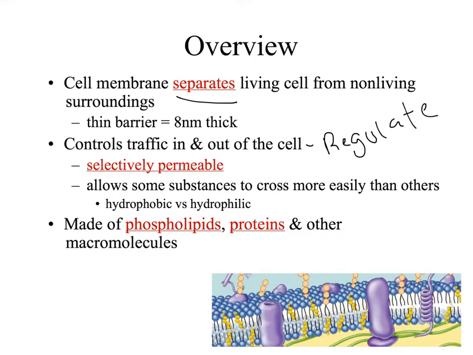It is said to be selectively permeable. That's a vocabulary word for you to write down. What that means is that it allows some substances in more easily than others. And we've talked about that. If a substance is water soluble, it has to use a protein to get through the phospholipid bilayer because the tails are hydrophobic. But if it's lipid soluble, it's able to just diffuse directly through the membrane because it's made up of phospholipids.